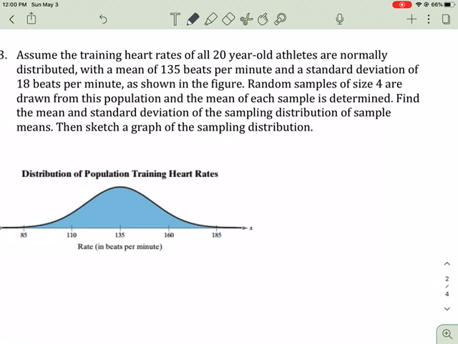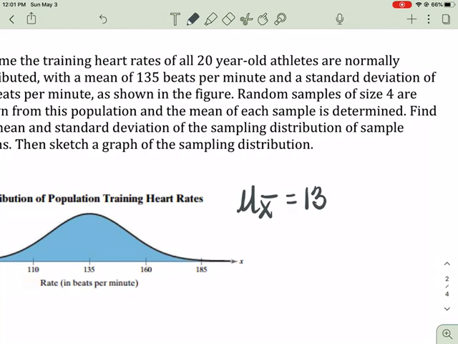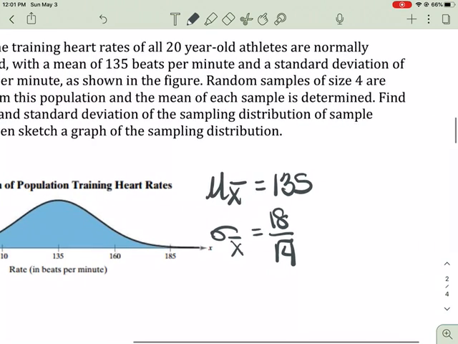Random samples of size 4 are drawn from the population, again, over and over again. So we definitely have a size that's less than 30. Now, we can only do that because our population is normal to begin with. Find the mean and the standard deviation of the sampling distribution and sketch the graph. All right, so our mean is equal to the mean of the population, so that's 135. The standard error was the standard deviation of 18 divided by the square root of 4.